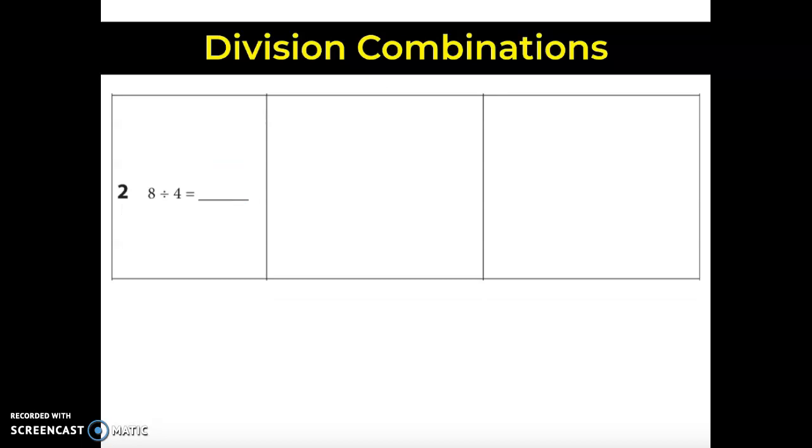So now let's go to the next one. 8 divided by 4. We could use really similar scenarios. Miss Williams has 8 pencils. She divides them among 4 students. How many pencils does each student get? That's a sharing story. And so 8 divided by 4, how many pencils would each student get? They would get 2.